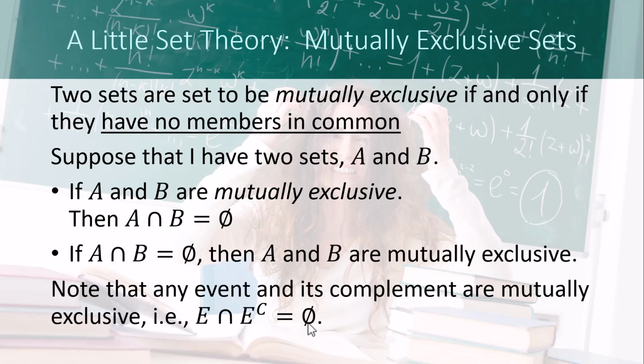If I tell you that the intersection of A and B is equal to the empty set, that means they're mutually exclusive. Note that any event and its complement by definition are mutually exclusive, because if you're in here, you cannot be in your complement.